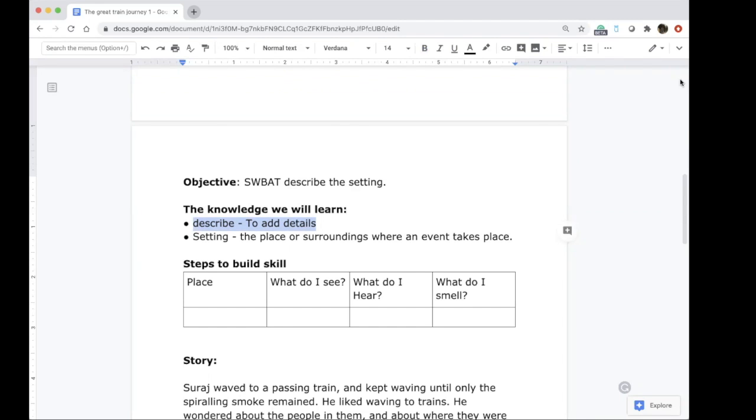For example, if I am describing a car, I will say the car has 4 wheels. The car is white in color. The car has 4 people in it. What am I saying? A lot of. I'm telling you a lot of details.